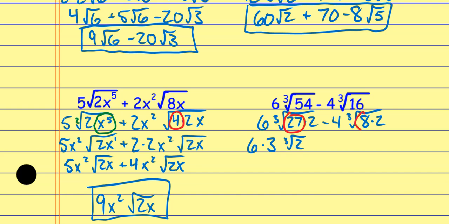Over here, the cube root of 8 is a 2. So I had a 4 out here. I get a 2 out here now as well. Under the cube root, I still have that other 2 that's left over. I continue to simplify.